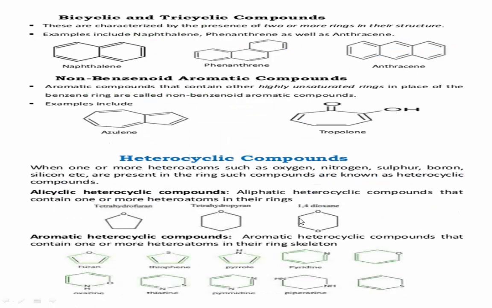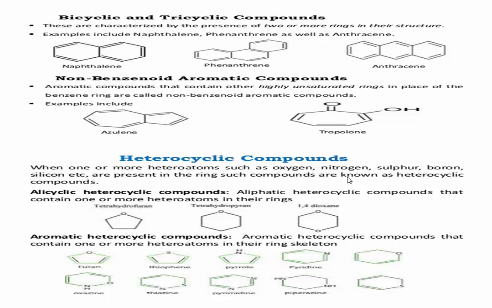Next, another type of compounds, bicyclic and tricyclic compounds. Bicyclic means it contains two cyclic rings. Naphthalene is a bicyclic compound, and phenanthrene is tricyclic, anthracene is also tricyclic. Some examples are given here. And non-benzenoid aromatic compounds, what are they? Aromatic compounds that contain other highly unsaturated rings in place of the benzene ring. Yes, these are called non-benzenoid aromatic compounds.